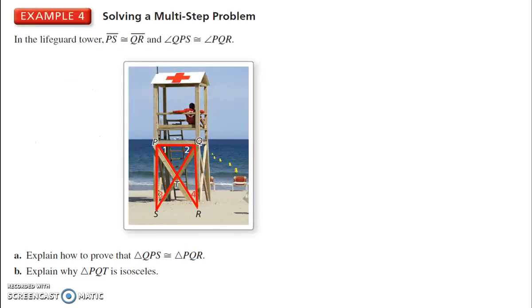Alright, solving a multi-step problem. In this lifeguard tower, PS is congruent to QR. PS right here is congruent to QR. And angle QPS is congruent to angle PQR. Now, trying to envision what those two triangles are without getting distracted by the little triangles inside, you could redraw them and scoot them out and have a look at them that way.